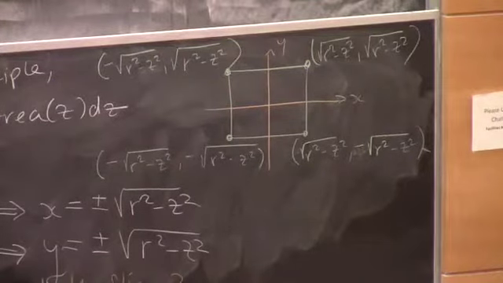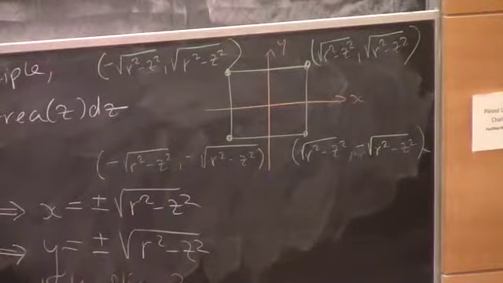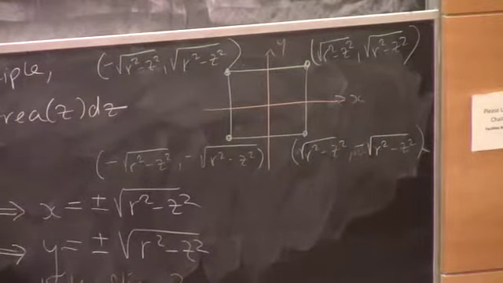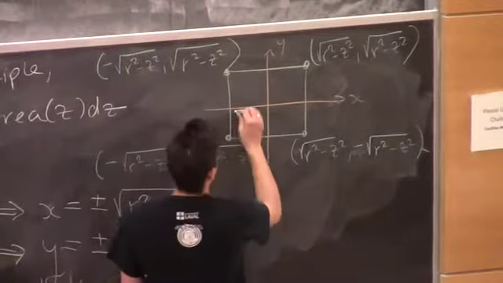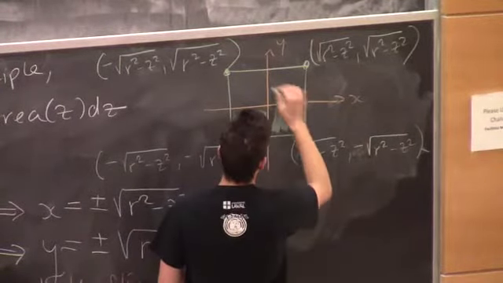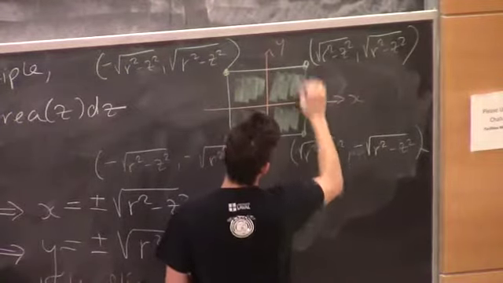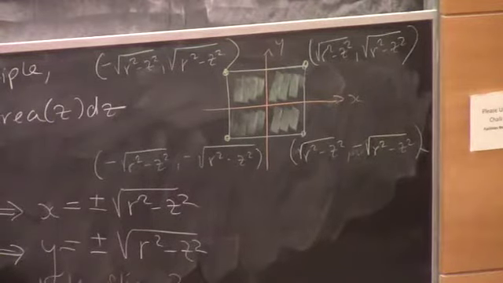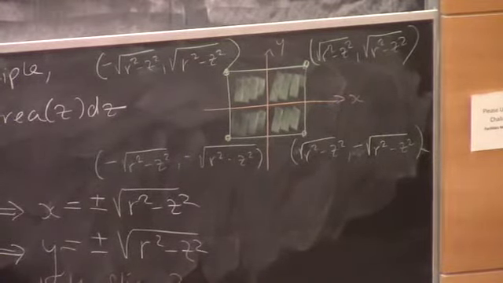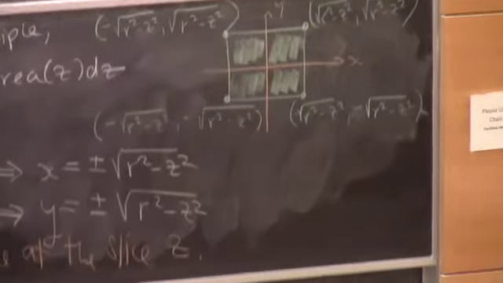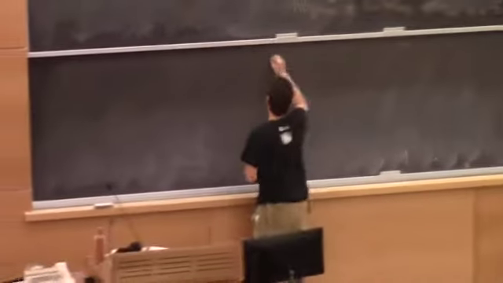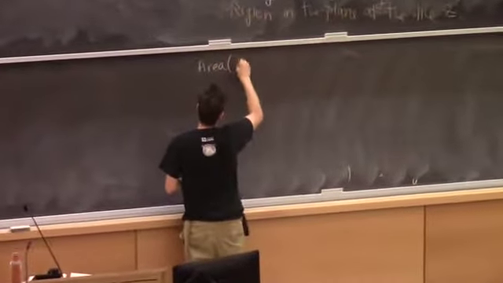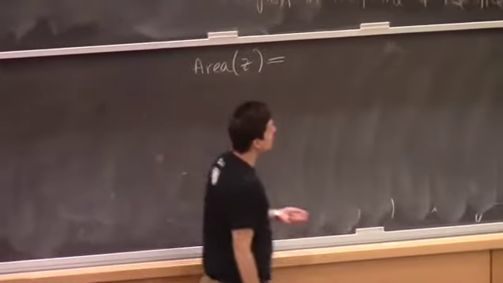Okay, so every single slice of this thing turns out to be a square region in the plane having these dimensions. All of these slices are squares with those side lengths. And from that diagram, we can calculate the area of the slice at z.